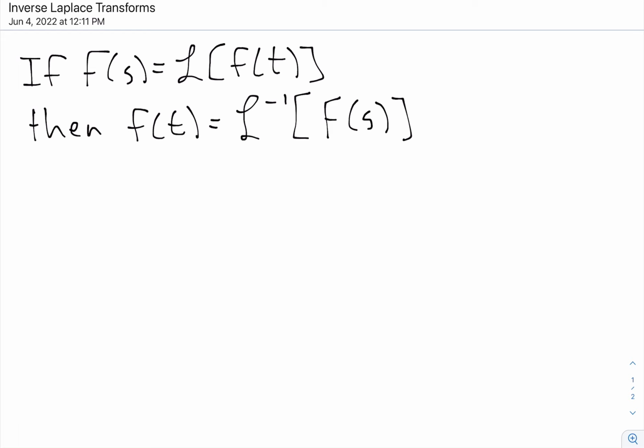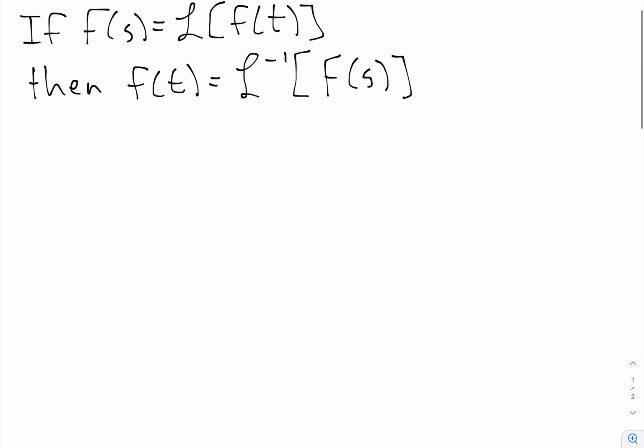Okay, so if we go one way, if we say capital F of s is the Laplace transform of f of t, if we take the transform of some function f of t, we're going to get the capital F of s. But we can go the other way and say, if we want some function f of t, we have to take the Laplace transform of capital F of s, but inversed. So the inverse Laplace transform, we're going the other way now, is just going to be lowercase f of t.